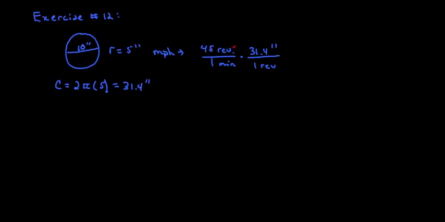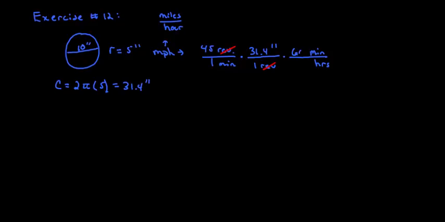So the revolutions cancel. Now my unit of measurement is inches per minute. I want it to be in miles on the top and hours on the bottom. So let's do some more conversion here. You can do these each separately if you want; you don't have to do them all at once. We want minutes on the top and hours on the bottom, because eventually this is miles per hour. So I want miles on the top, hours on the bottom.